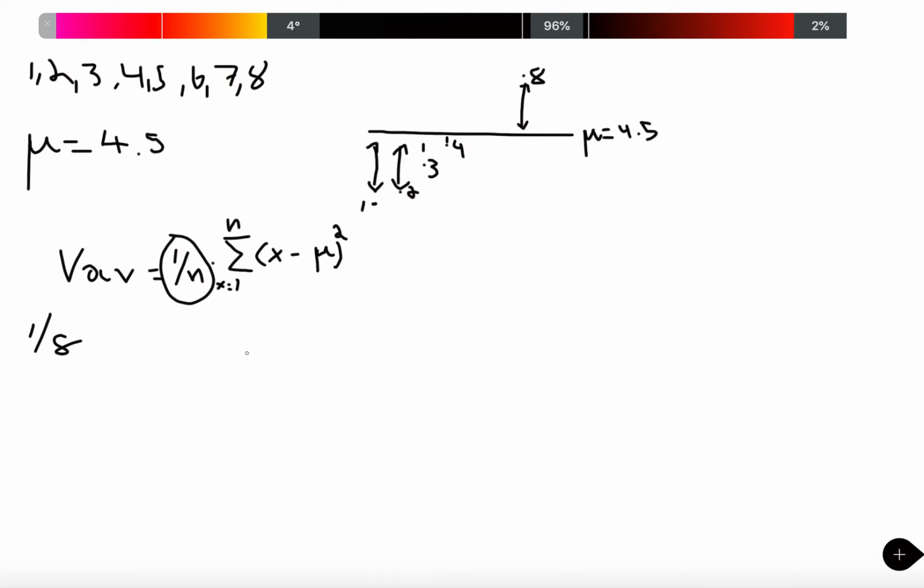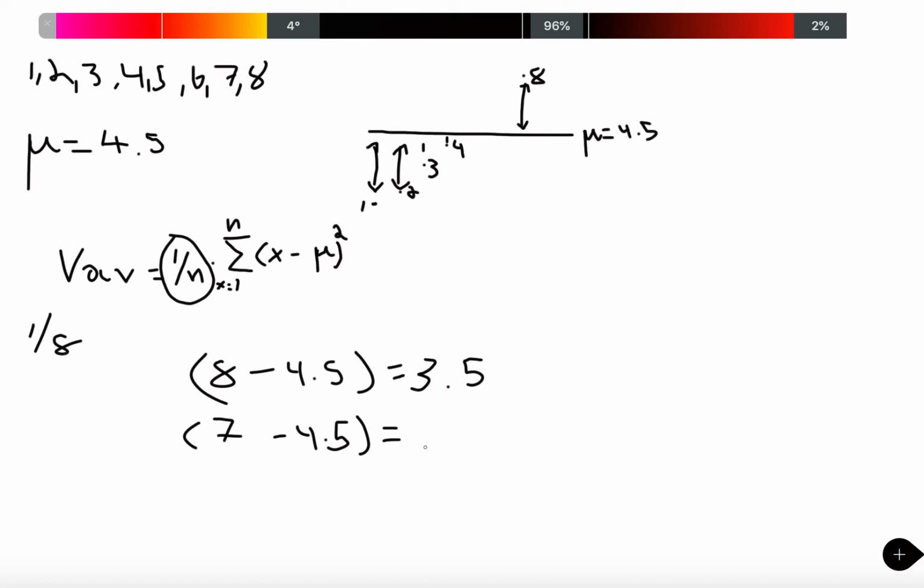Mathematically, let's take, for example, 8 minus 4.5 is equal to 3.5. 7 minus 4.5 is equal to 2.5. Now, 6 minus 4.5 is equal to 1.5. We can see that the difference between them is 1 of the actual deviation.